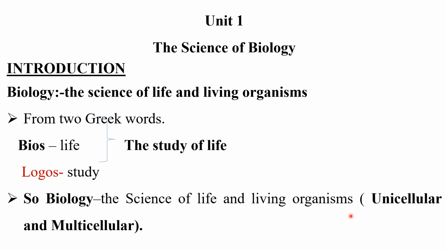Generally, the study of life in living organisms covers unicellular and multicellular organisms. Unicellular means the organism is made from only a single cell, and multicellular means the organism is made from many cells.